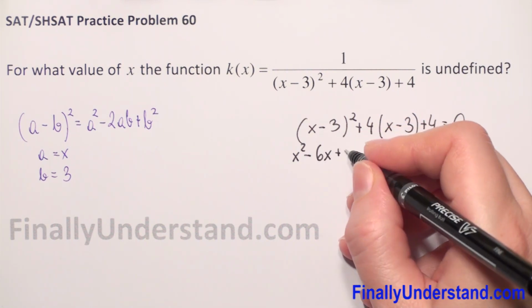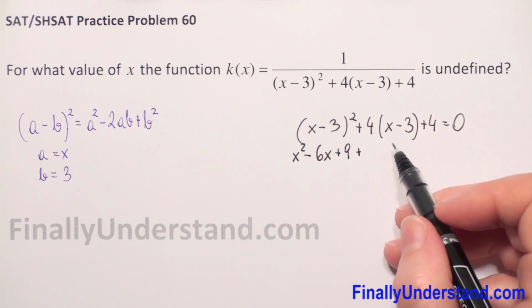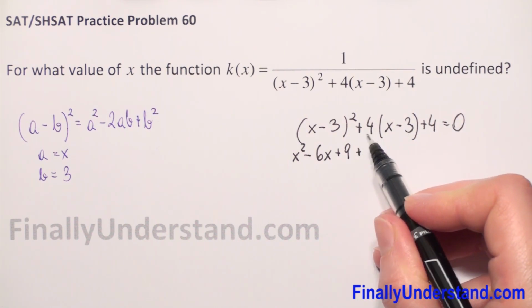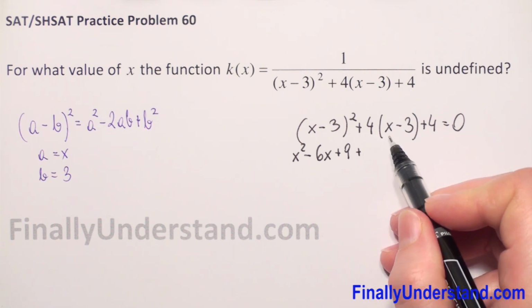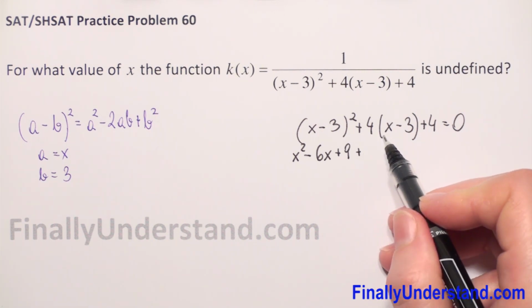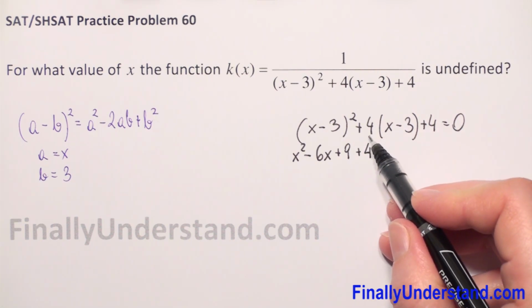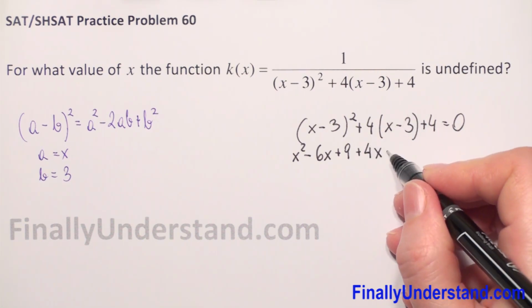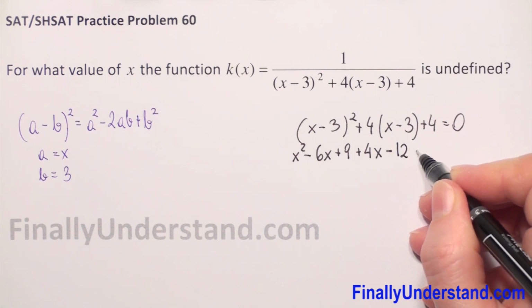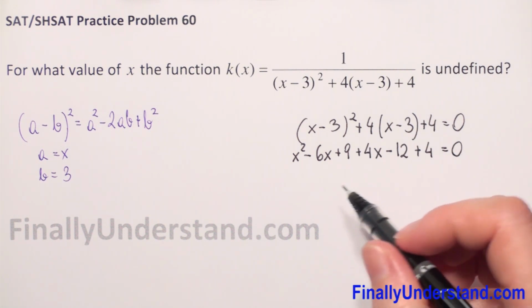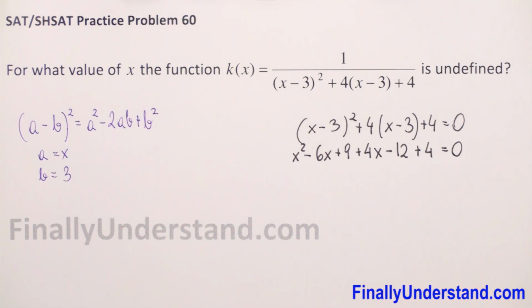and we have plus 3 to second power is 9 plus, and now we have to multiply every expression in parentheses by 4, positive 4. So 4 times x, positive times positive, so will be positive 4x. 4 positive times negative 3 is negative 12, and we have plus 4. This is equal 0. So now we have to combine the like terms.